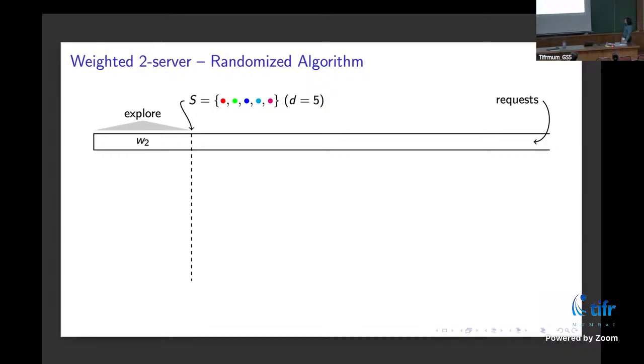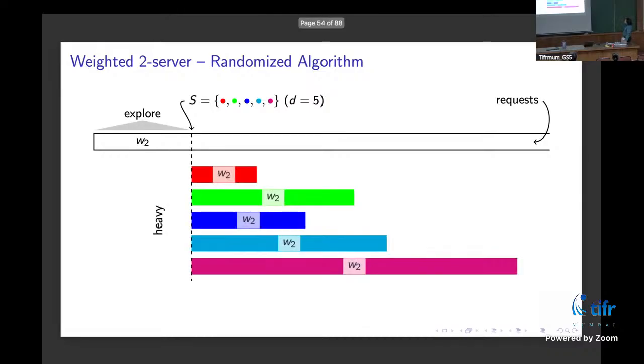We define it as follows. For every point in S, let's simulate. Let's send the heavy server to that one point. And let's serve all the requests to points other than that one point using the light server until we pay a total cost of W2. So we have started 5 simulations. For example, in this blue simulation, we have sent the heavy server to the blue point, and we are serving all the requests to points other than the blue point using the light server. And we are doing this until the total cost paid is W2, after which the simulation dies.